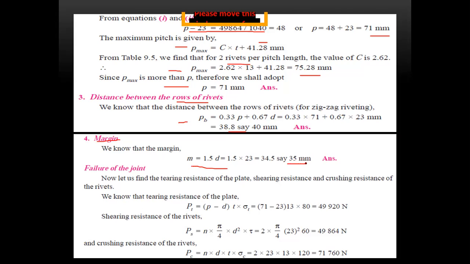Then we have to find the failure. Failure, same old formula. Tearing resistance PT is equal to this formula, and you get 49,920. For shearing resistance, PS is equal to n into pi by 4 into d square into tau, so you get this one. Next, for the crushing of rivets, you get this one. Among these, take whichever is the smallest.